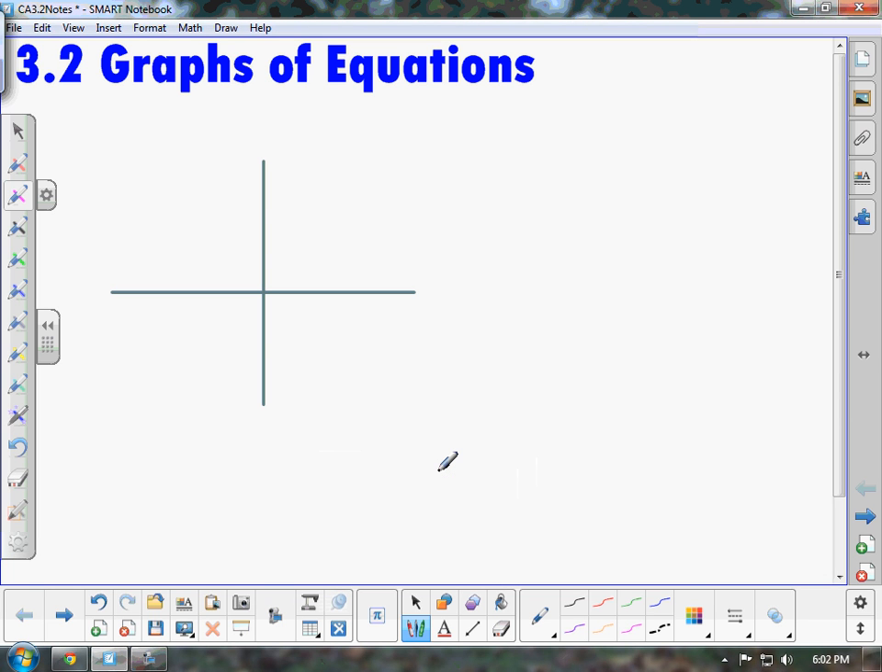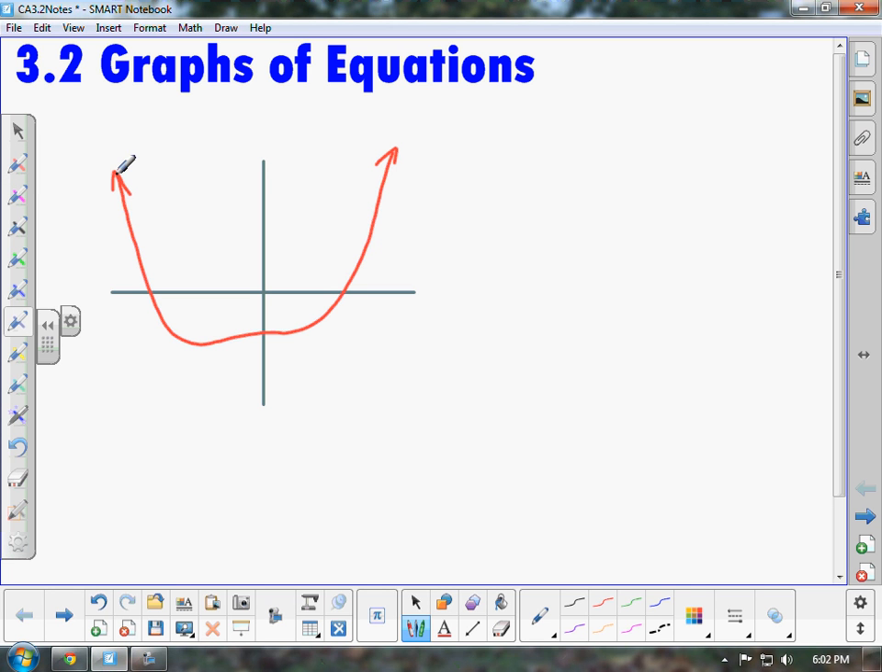Section 3.2 is all about graphs of equations. And if you have a graphing calculator, it'll make this section much easier to deal with throughout the whole thing. In any graph of an equation, at times you may get a graph that does this and then goes back like so.